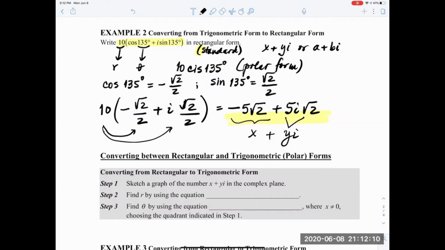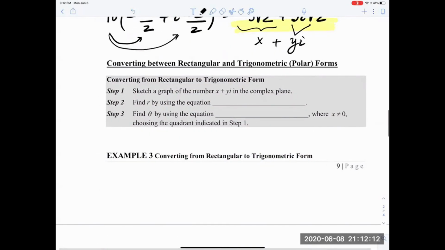So what if you go to that? The first thing they tell you is, okay, graph the number x plus yi, or a plus bi. So you're going to put that in a plane. You're going to sketch that, make a drawing and all that. Once you do that, you can find the hypotenuse, right?